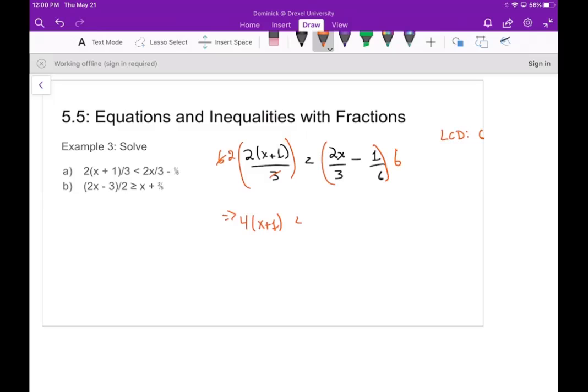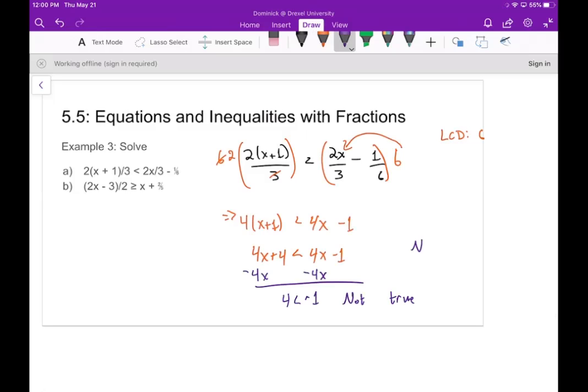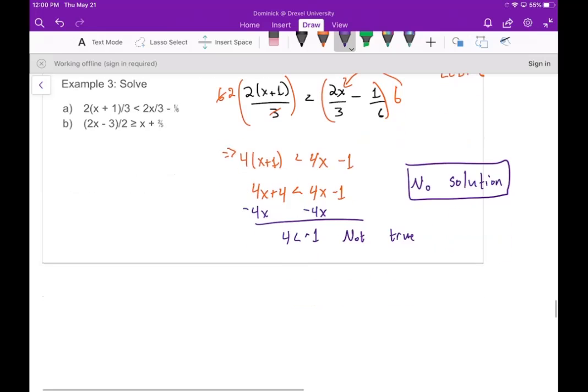And then here, when I distribute, 6 divided by 3 will be 2 times another 2 is 4x. And then 6 times 1 over 6 is just 1. So I'm going to get 4x plus 4 less than 4x minus 1. Now when we go to subtract our 4x's, we get that 4 is less than negative 1. Right? Now this is not true. So this, of course, is no solution. All right, so that is one thing that can still happen here.